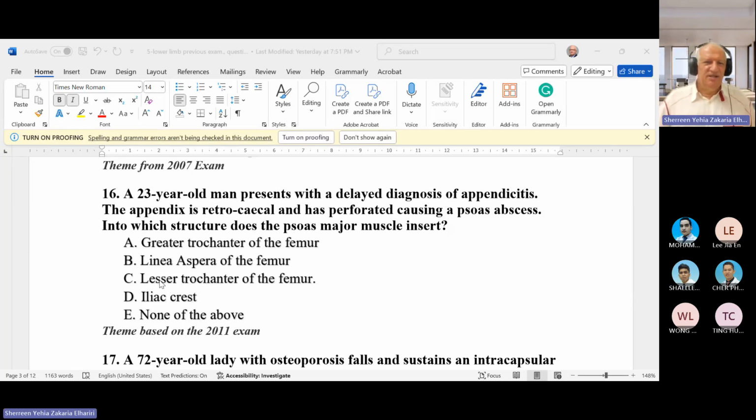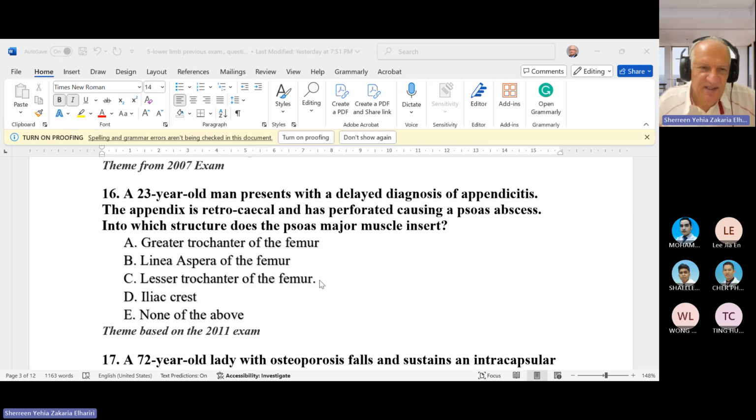So it is important to know the iliopsoas tendon inserts in the lesser trochanter of the femur. It is important for two reasons. First, if you have a psoas abscess due to Pott's disease of the bone of the vertebral column, it passes through the fascia of the psoas and appears below the inguinal ligament.